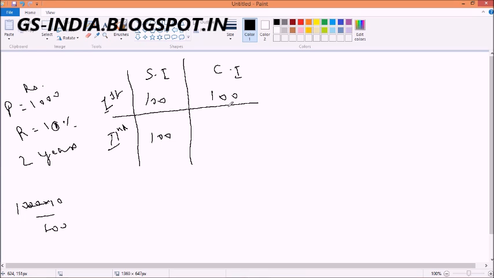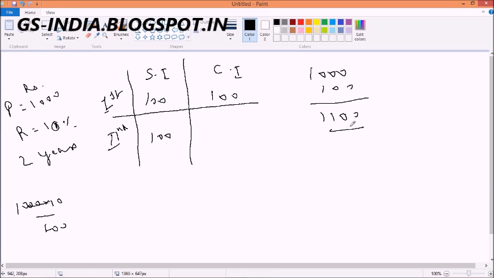Let us see. Principal was 1000 rupees. I am writing it here. Now compound interest means that at the start of the year, we are going to add the interest that we have earned in the previous year to the principal. So the principal was 1000, and the interest we got was 100. So we add it, and now our new principal becomes 1100.